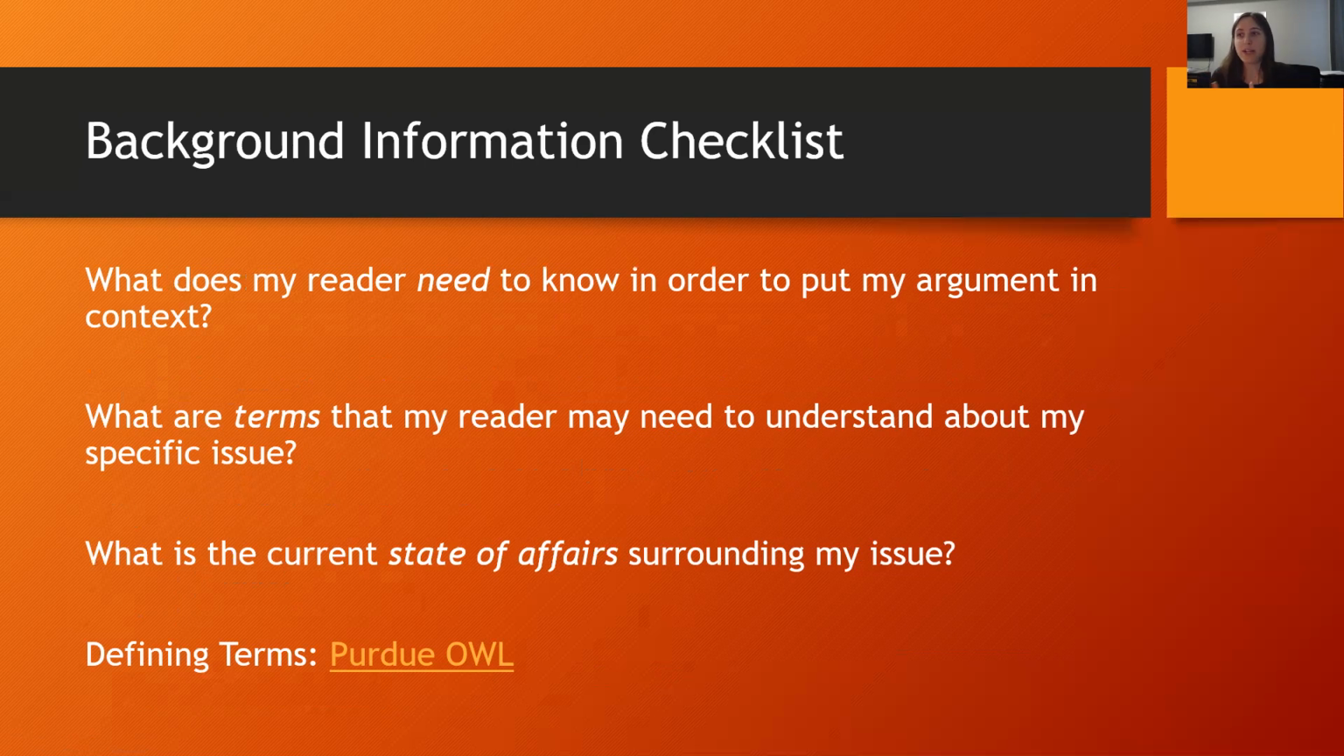For example, what does my reader need to know in order to put my argument in context? Okay, so for example, let's say that I'm arguing against school uniforms. I don't think that they should be a thing in schools. I don't think that they should be allowed. I think that they do more harm than good, and I have some decent research to back this up.